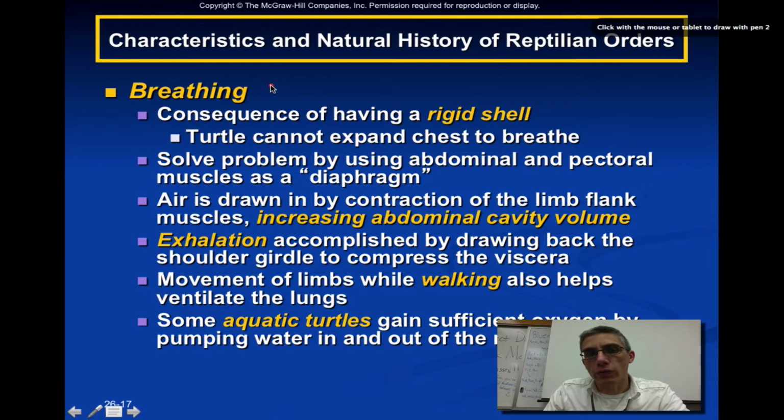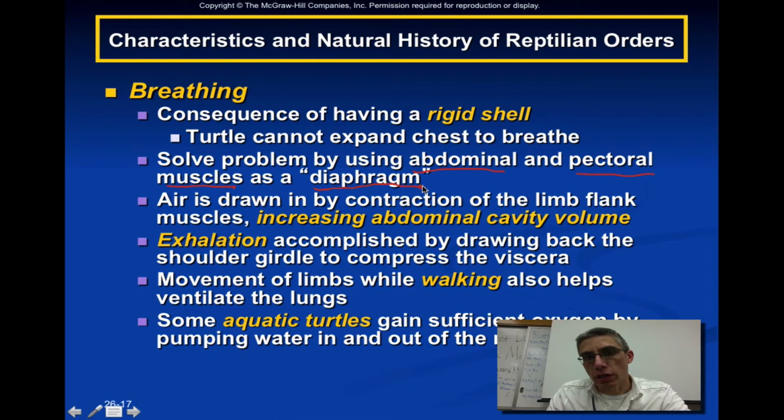Now, turtles and tortoises are really unique in regards to how they respire, because you're talking about an animal that has a very rigid outer covering. Now, in most cases, for most animals, that thoracic cavity needs to be able to expand and retract, but in this case, the turtle can't do that because of that shell. So to solve this problem, they're going to use both their abdominal and their pectoral muscles as a diaphragm.